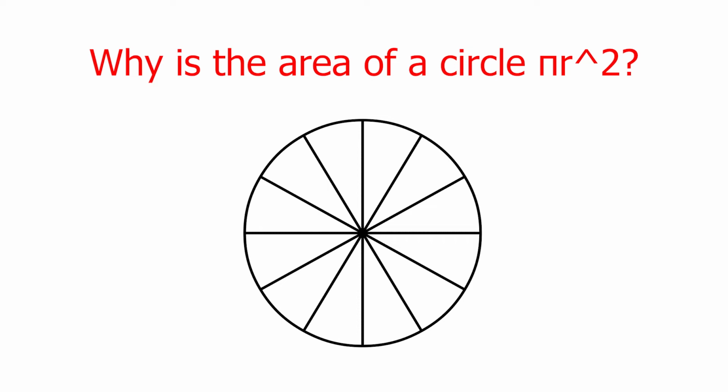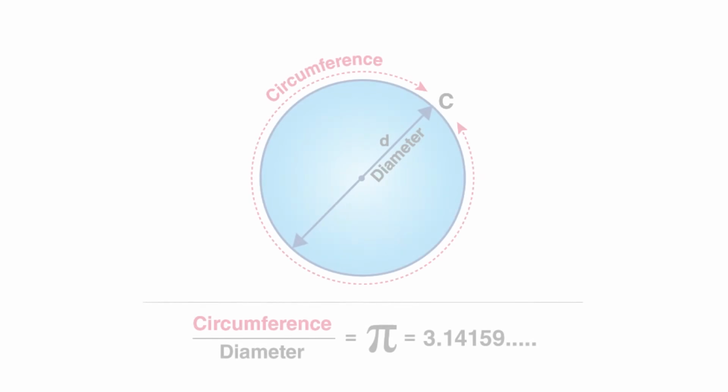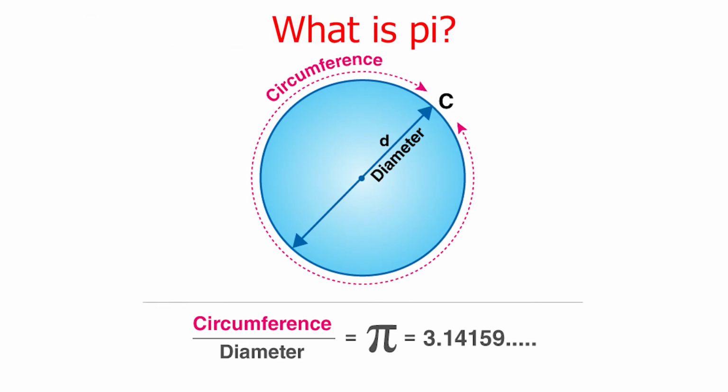If you're watching this video, you probably know that the area of a circle is equal to πr². But why is that? First of all, what is pi? Pi is simply the ratio between the circumference of the circle and the diameter of the circle. The circumference divided by the diameter is equal to pi. Or you could say the circumference is around 3 times longer than the diameter.